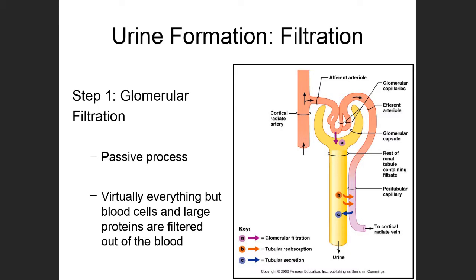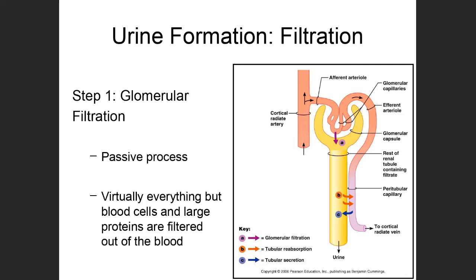The first step is known as filtration, the second is reabsorption, and the third is tubular secretion. With this particular video and this particular folder, we're going to be focused on just the first step of urine formation, which is, again, filtration. And this is something that's happening at the glomerulus. So it's occurring between the glomerulus and the glomerular capsule, which again is that initial segment of the renal tubule.